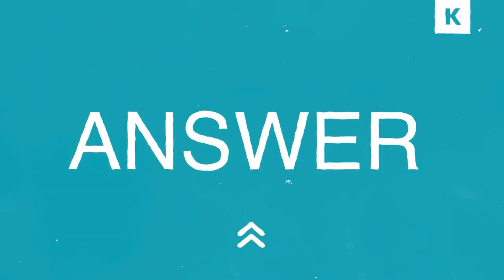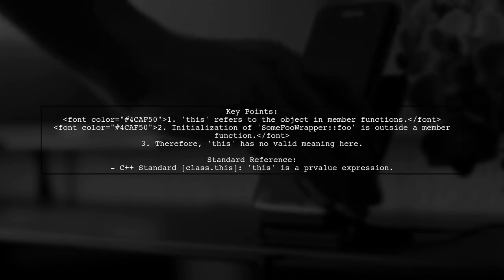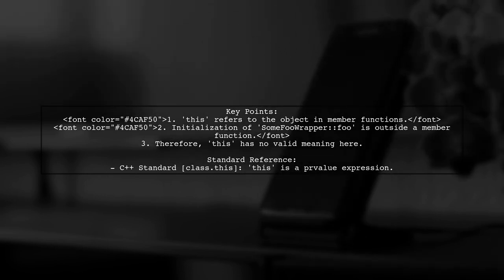Let's now look at a user-suggested answer. The answer references the C++ standard, explaining that the keyword this refers to the object in a member function. In the provided code, the initialization of some foo wrapper foo isn't happening within a member function, so this doesn't have a valid meaning according to the standard.